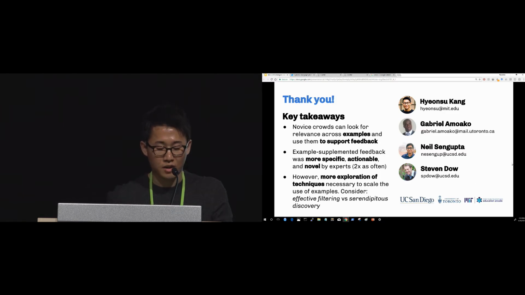So the key takeaways are: 1, novice crowds can look for relevance across examples and use them to support feedback. 2, example-supplemented feedback was more specific, actionable, and novel, as judged by experts. 3, more exploration of techniques is necessary to scale the use of examples. And one case in point here is to consider effective filtering versus serendipitous discovery.